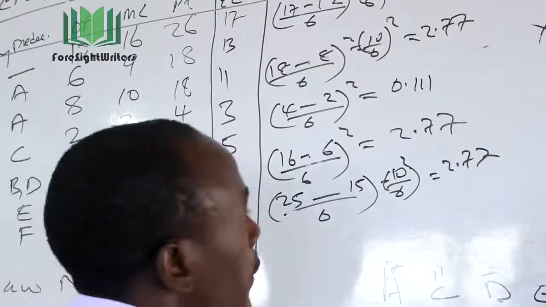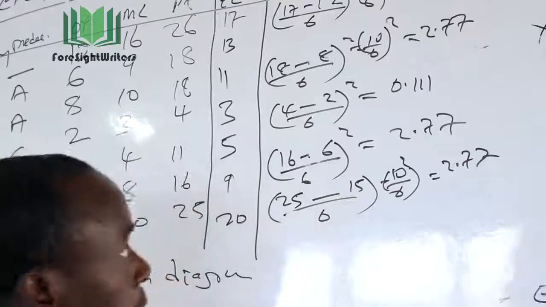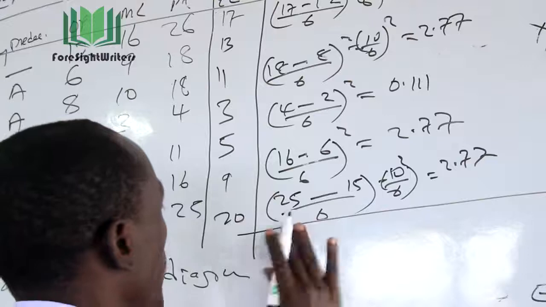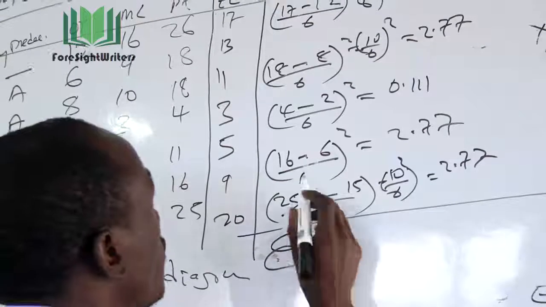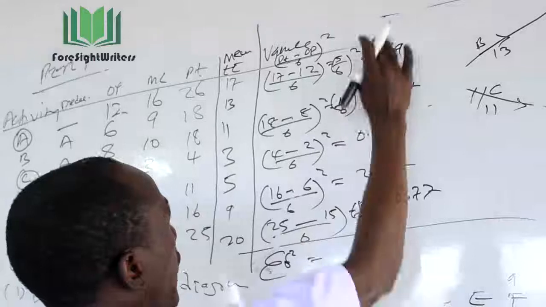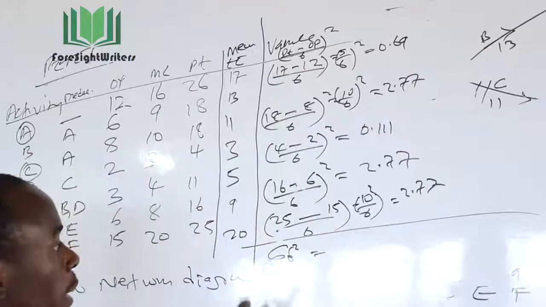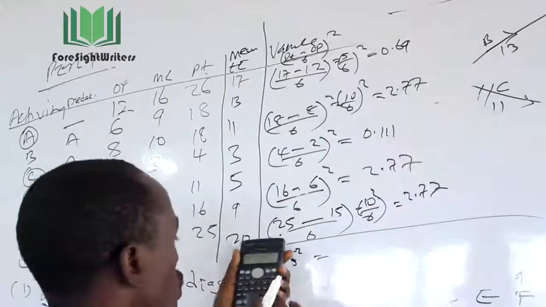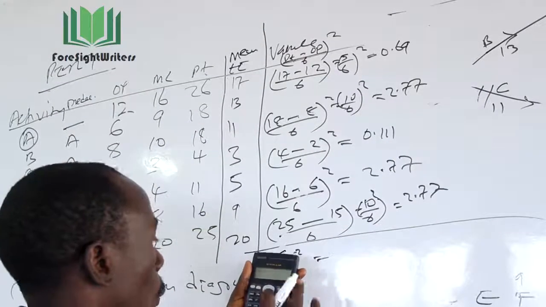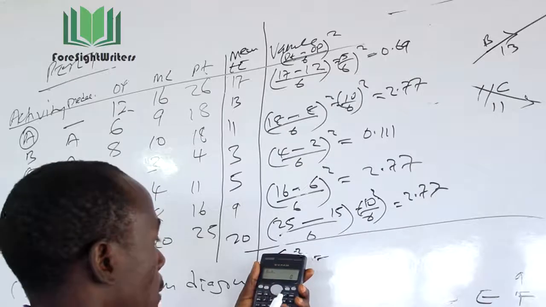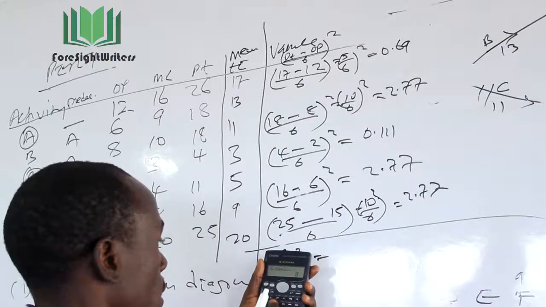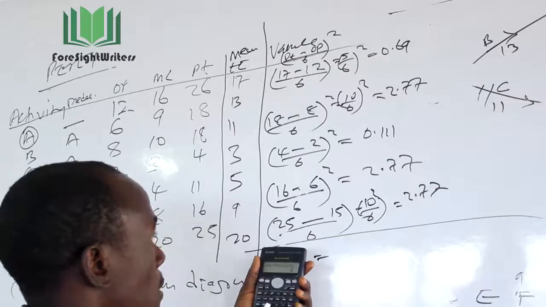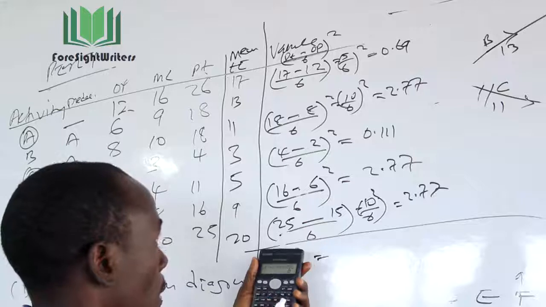What we have arrived at is the variance of all critical activities we have calculated. So now we need to get the total variance of all these, we add. So the total variance for this is going to be 0.69 plus 2.77 plus 0.111 plus 2.77 plus 2.77.